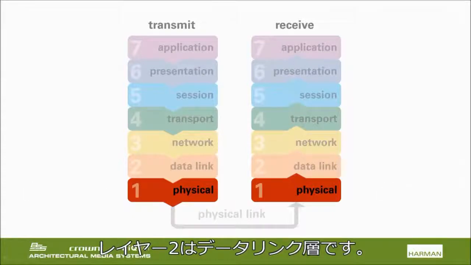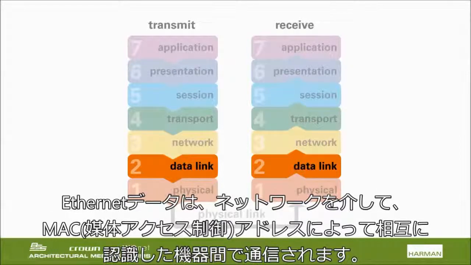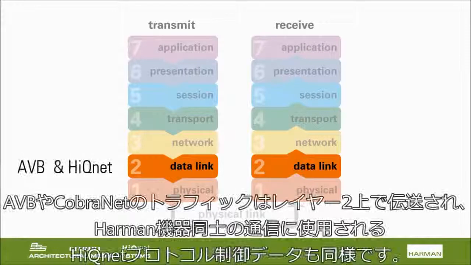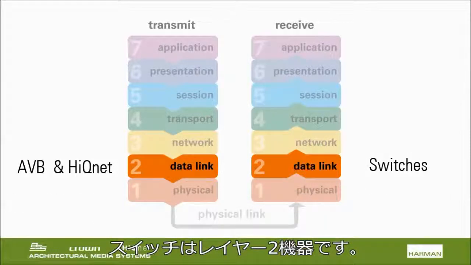Layer 2 is the data link layer. Put simply, Layer 2 is Ethernet. Ethernet data is communicated over the network from device to device using Media Access Control, or MAC addresses, to identify each other. AVB and CobraNet traffic are transmitted over Layer 2, also HiQNet protocol control data, the language that Harman devices use to communicate. Switches are Layer 2 devices.